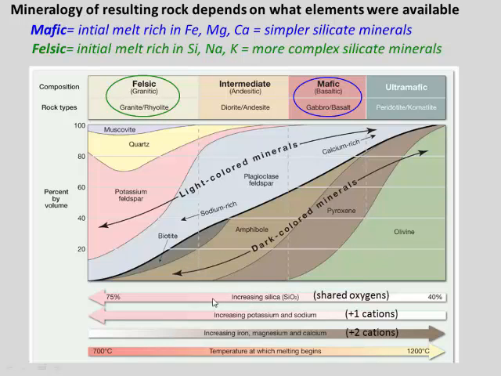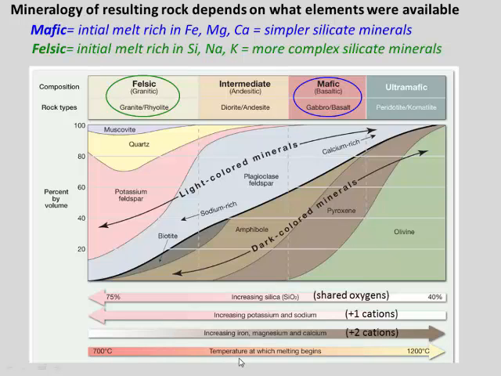We know that as our silica content increases towards felsic, that's because all these minerals are sharing more oxygens and they're enriching their relative silica concentration. Likewise, they're able to incorporate those +1 cations, potassium and sodium. But mafic rocks, of course, are incorporating more iron, magnesium, and calcium, more of the +2 cations. And then again down here we see that you can start to crystallize a mafic rock at 1200, and you might not crystallize a felsic rock until 700 or 800.